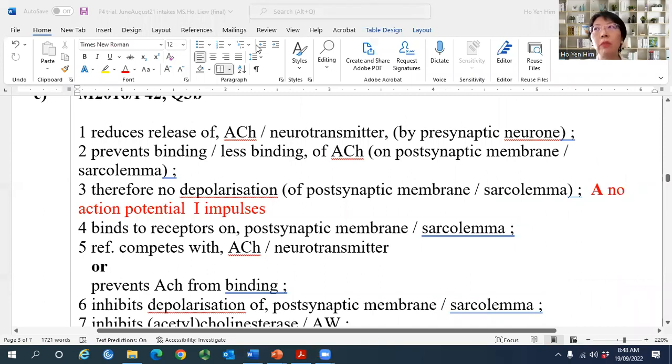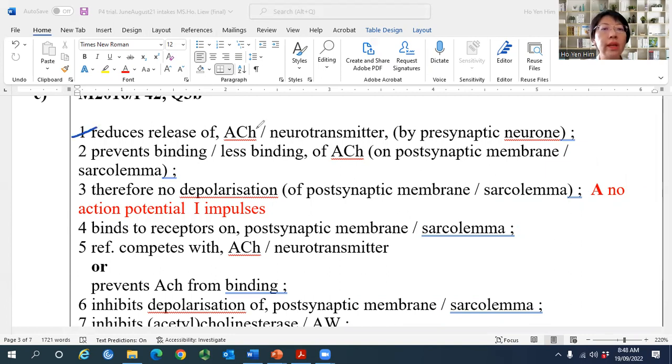So first we start from the presynaptic neuron. The toxin can cause a reduction in the release of acetylcholine or neurotransmitter by the presynaptic neuron. The toxin can work in many ways, right? For every step, you can mention this step cannot happen, this step cannot happen. So every step is where this toxin might intervene, might inhibit that particular step or process.